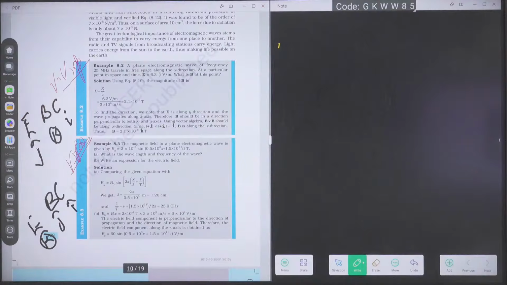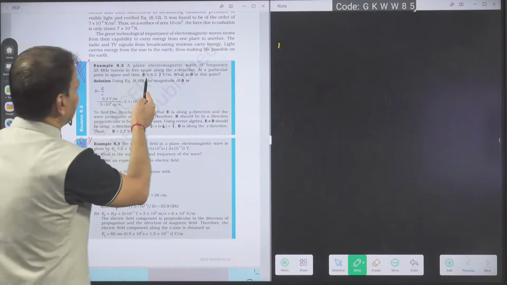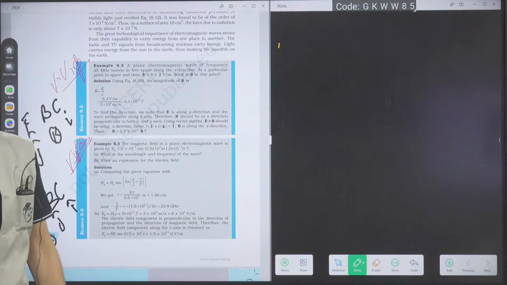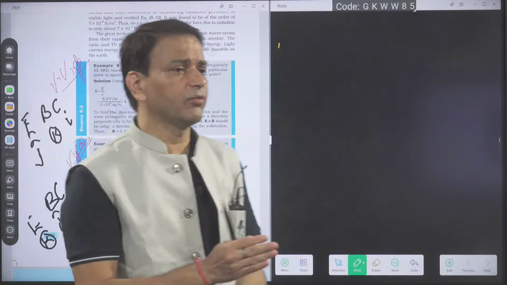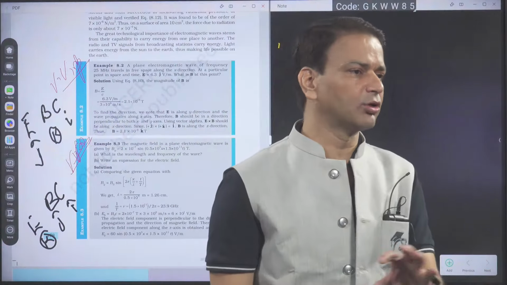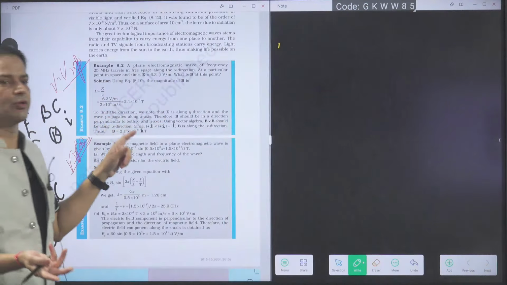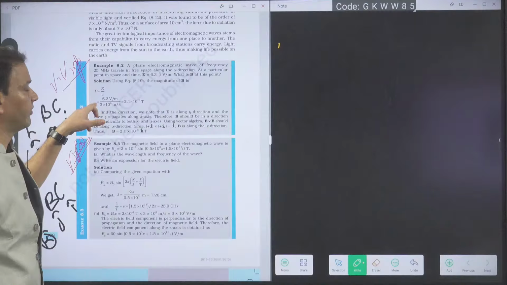In this question, it is a simple electric field. They have given E equal to 6.3 j cap. They are asking what is the magnetic field at that point. So what I said, E and B, what is the relation? E by B is equal to C. E they have given, B they are asking, C we know, 3 into 10 to the power 8. In this way, we will directly get B.